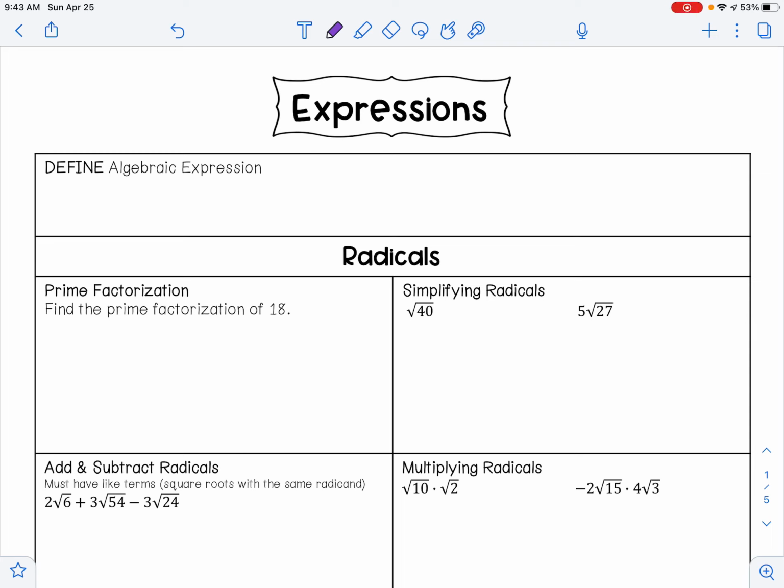Hello everybody. In this video, we're going to review expressions. So an algebraic expression is a mathematical phrase that contains numbers, variables, or the product of numbers and variables.